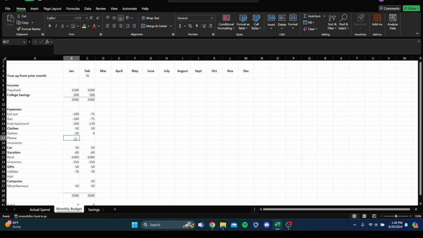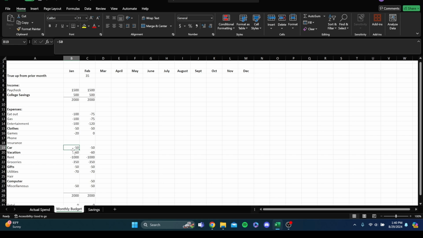And then you would put your phone and your insurance as well. So you know your phone bill is $50 a month. You would just put 50 minus 50. If you knew your insurance was $50 a month, minus 50. Car, as you can see, car is bolded. She has negative minus 50.